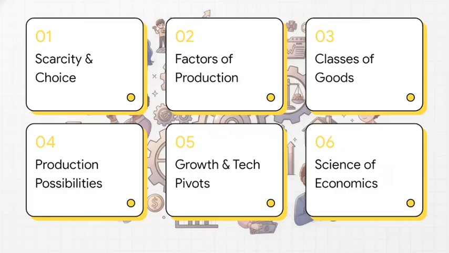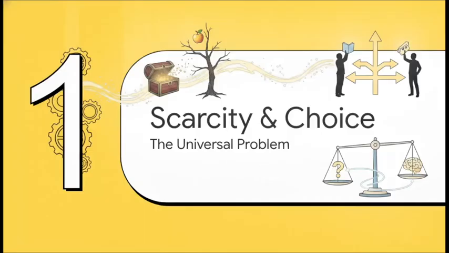Okay, let's dive into this roadmap. We'll be speeding through scarcity and choice, the factors of production, classes of goods, production possibilities, growth and tech pivots, and finally, we'll wrap up with the science of economics. Right, kicking things off with Section 1, Scarcity and Choice, the universal problem.